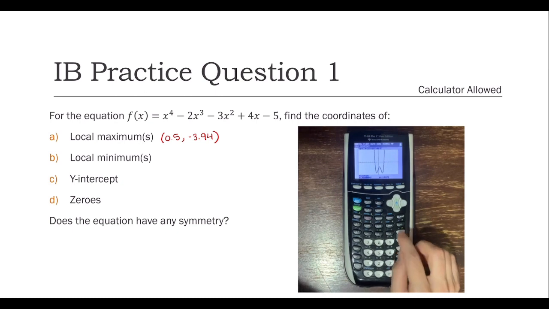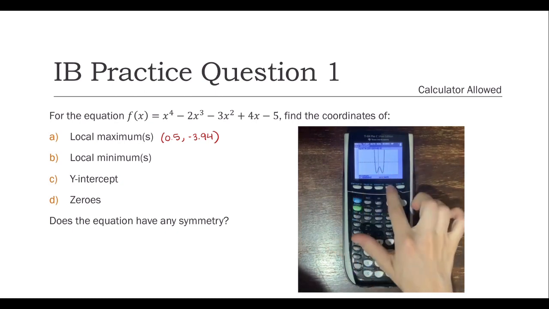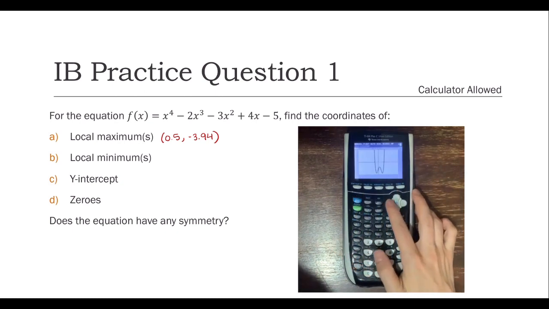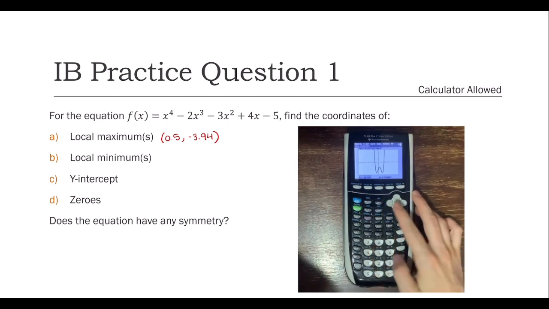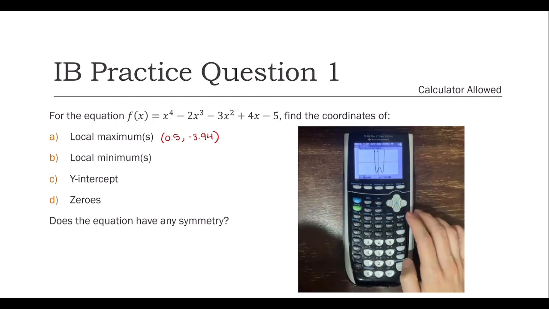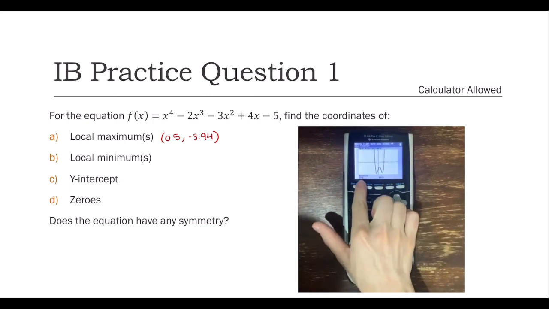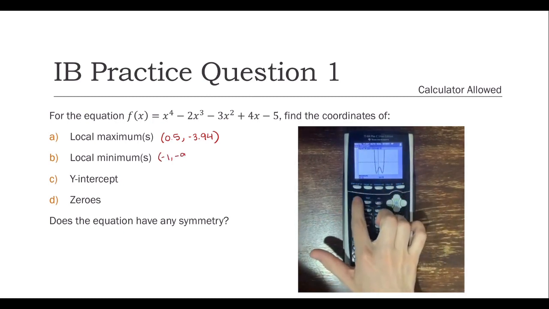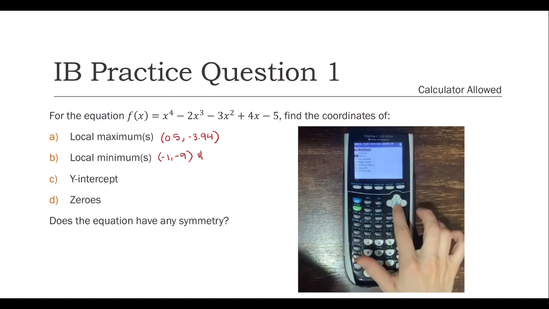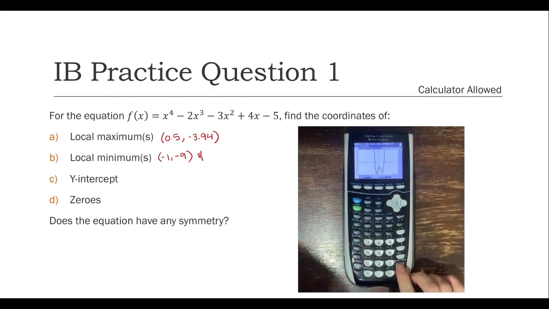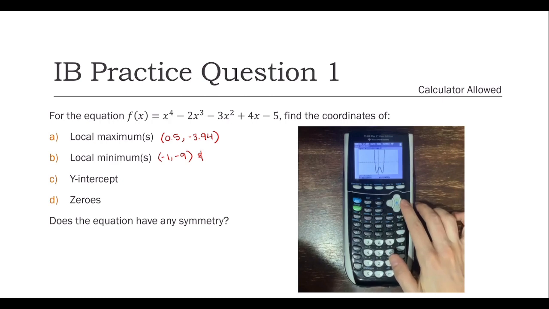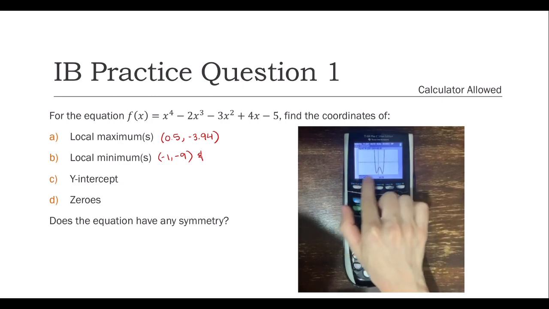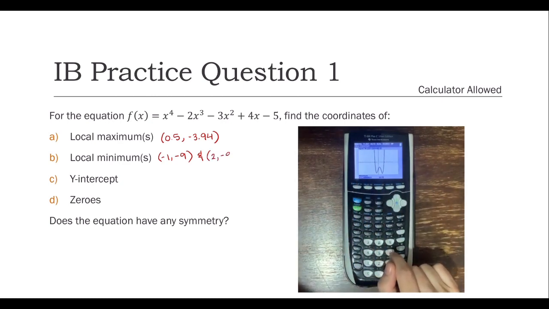Then we need to find the local minimums. We're going to have 2 of those. So we'll do second calc, minimum, move to the left, hit enter, move to the right of it, hit enter twice. So we have a minimum at -1, -9. And then we'll calculate our other one, minimum, to the left of it and to the right of it. So this one is at 2, -9. So those are our minimums.